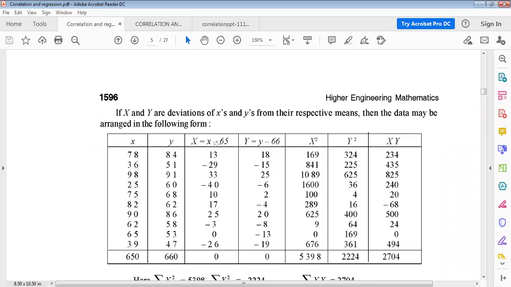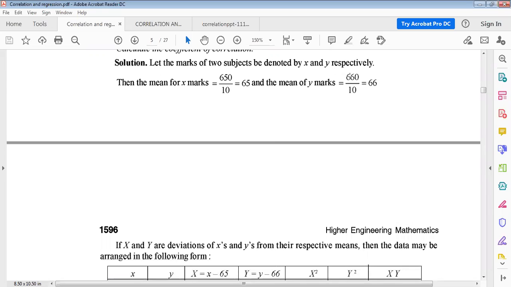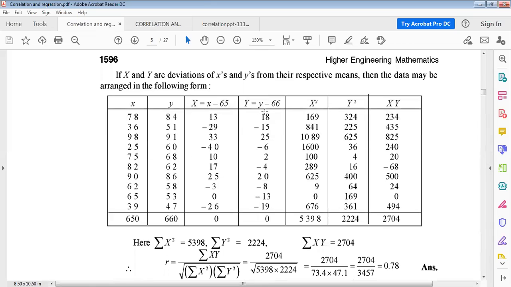Capital X will be x minus x bar, where x bar means the mean of x. And capital Y equals y minus y bar, where y bar means 66, the mean of y.